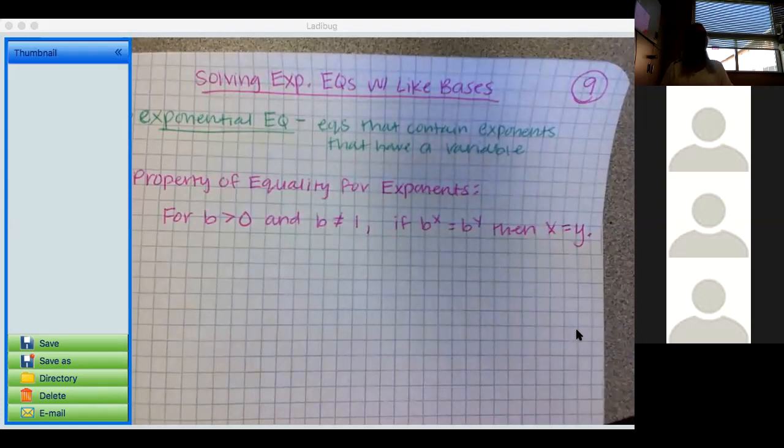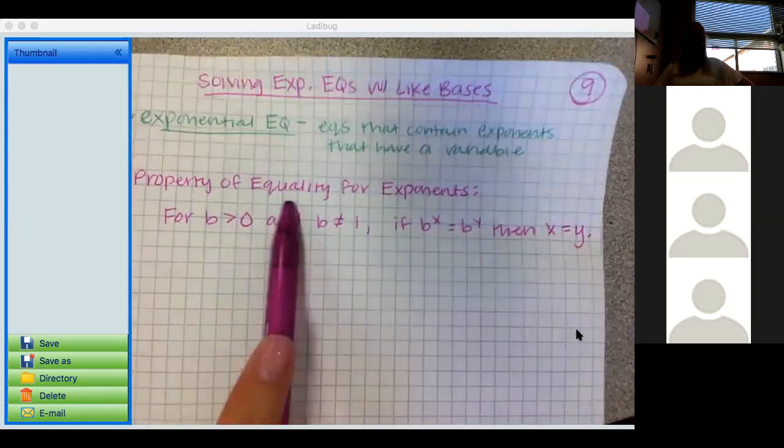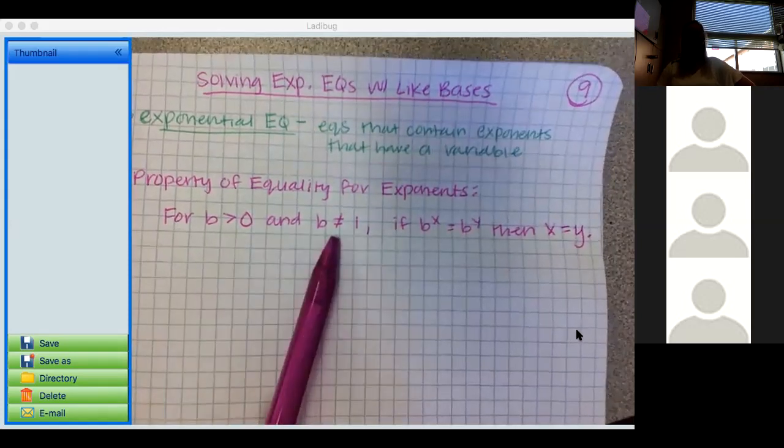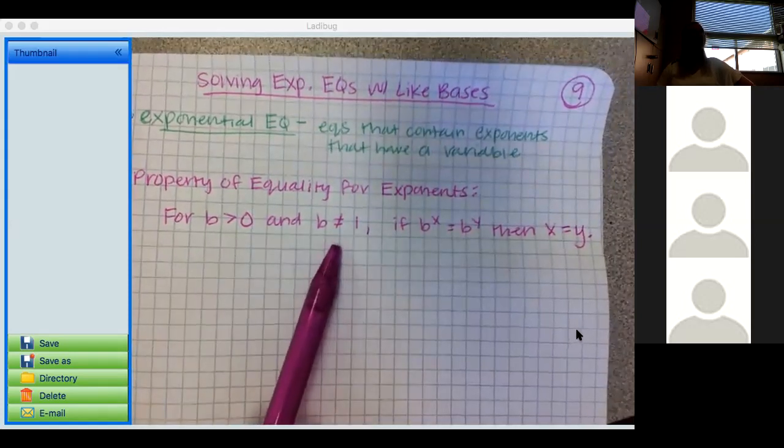Good. I'm hearing some O's. I'm hoping we learned this in Math 3. If I have two expressions that have the same base, then that means I can set their exponents equal to one another. Okay? That comes from this theorem, this property. So that's called the property of equality. Now, the b greater than 0, b not equal to 1, I'm going to get into that tomorrow.